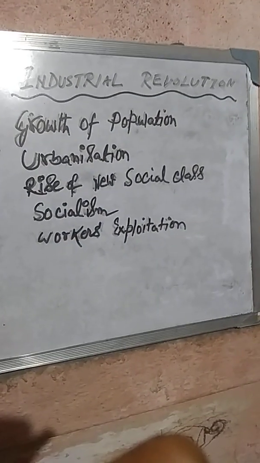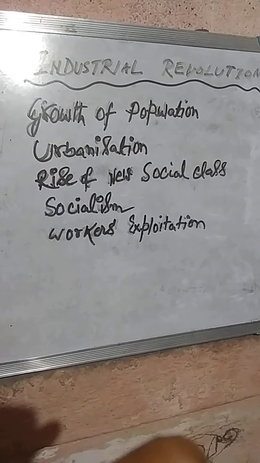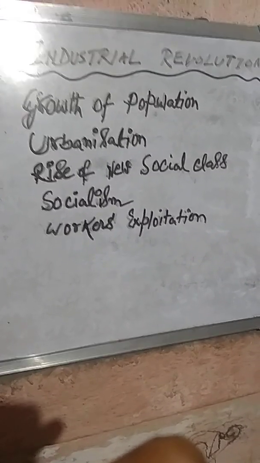Today's lesson: the Industrial Revolution. The points, as I mentioned, are growth of population, urbanization, rise of a new social class, socialism, and workers' exploitation. First point, growth of population.